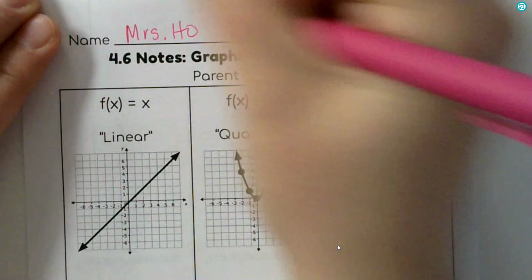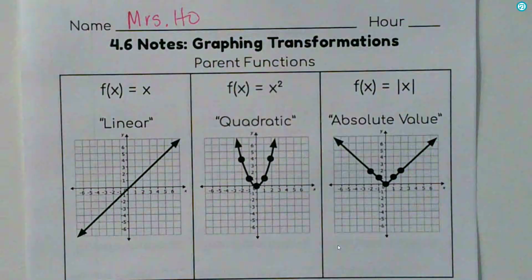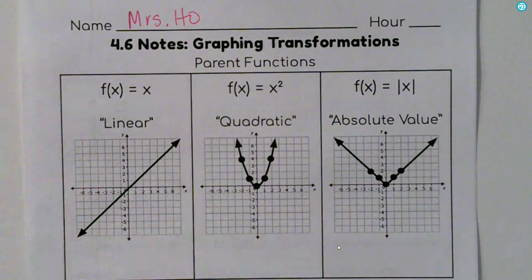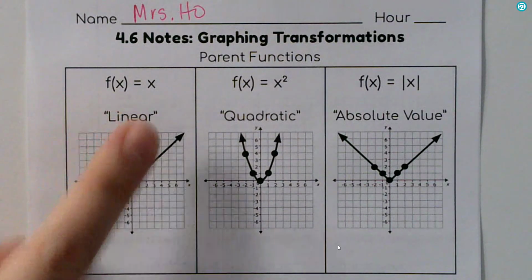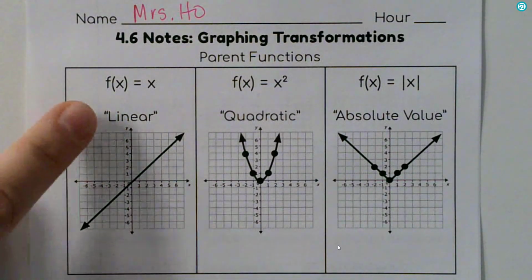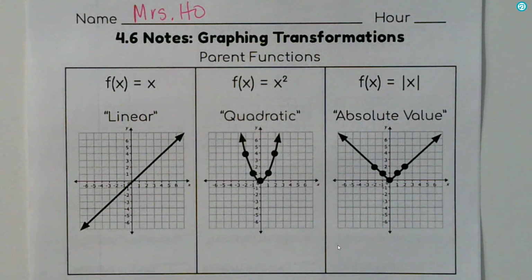Today it did. First thing that we need to look at is our parent functions. There are 3 starting functions that we are looking at. They are a linear function, so that is just f of x equals x. This is the graph of f of x equals x. This is just a straight line.